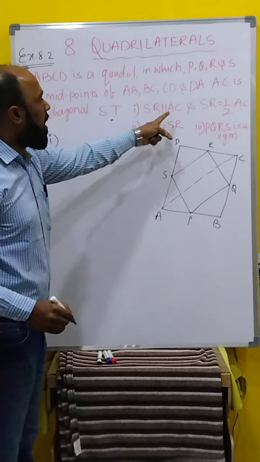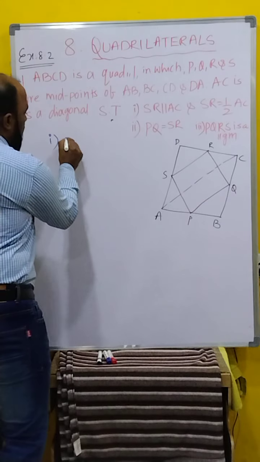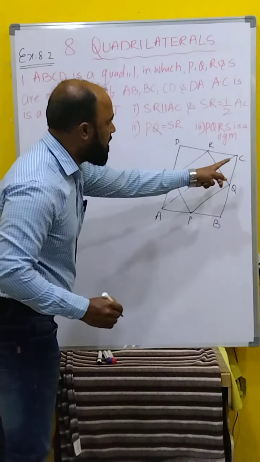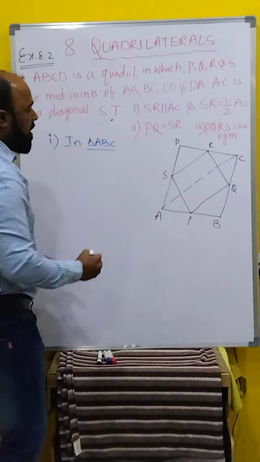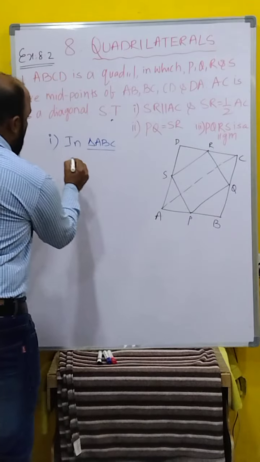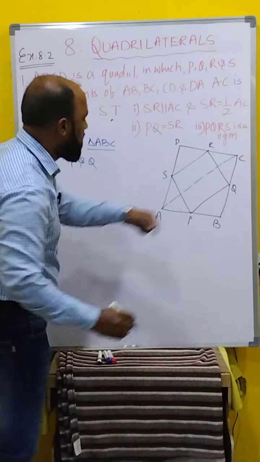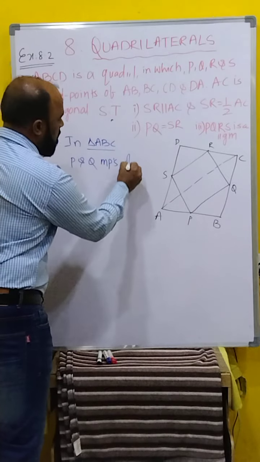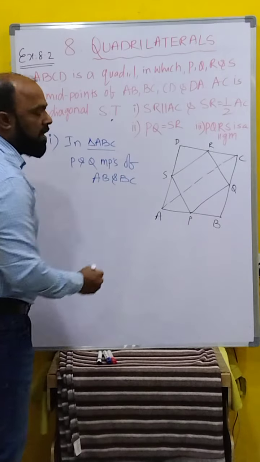What is SR parallel to AC and SR is equal to half of AC? Yes, I am observing in triangle ABC. Just observe here, in triangle ABC, here P and Q are the midpoints of AB and BC. I am writing in short way, MPs of AB and BC. Clear children?